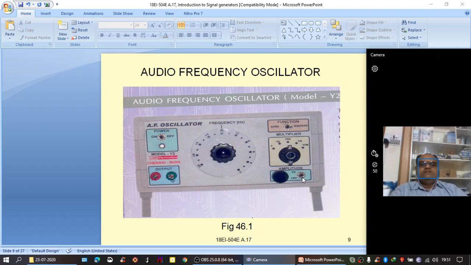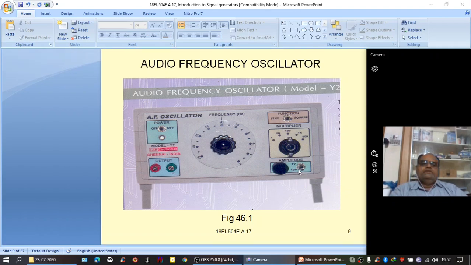When the push button type switch is released, it is the 1 volt range. When the push button switch is pressed in, it is the 10 volts range. That means from 1 volt to 10 volts, you can use the first switch, first range. From 10 volts to 100 volts, you can use the second range. So that is about the model Y2 of AB Electronics audio frequency oscillator.